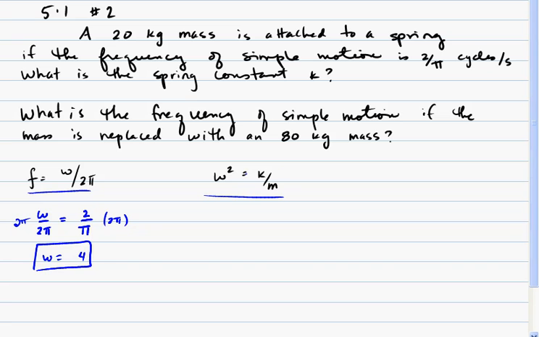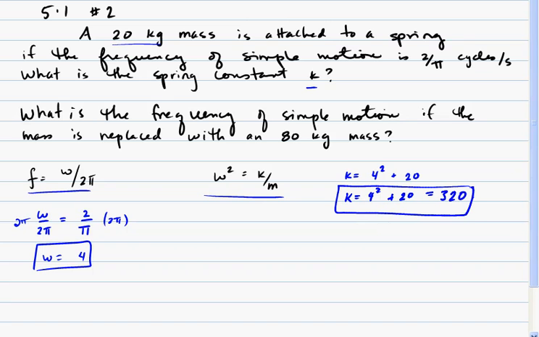Well, now with omega, I have m, because m is 20 kilograms. I have omega, then I can find k. So k is equal to omega squared times the mass. Sorry, not times the mass squared, but times the mass, and the mass is 20. And so I get that k is equal to 4 squared times 20, and that gives me 320. So that's the answer to part 1, where I'm finding k.